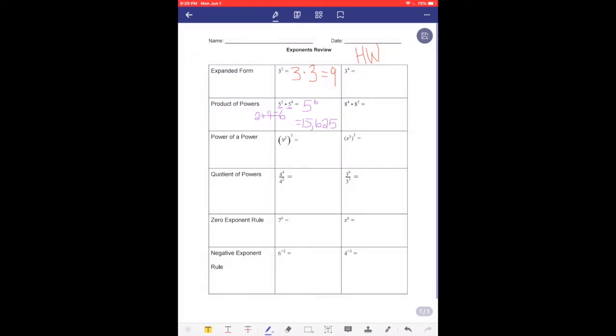So make sure that you're paying attention to the rules. For product of powers, we had to keep the base and then add the exponents. 2 plus 4 gave us 6.